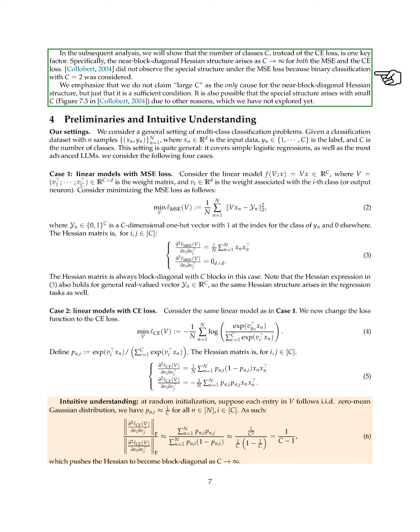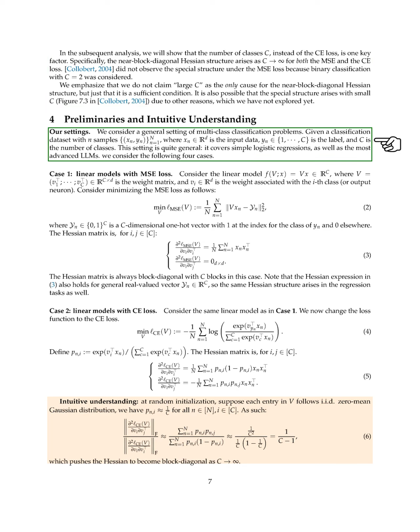Section: Our settings. In this section, we consider a broad scenario of multi-class classification problems. We have a dataset with 100 samples, where the input data is represented as features, the labels indicate the class, and there are multiple classes involved. This scenario is quite versatile, encompassing both simple logistic regression and advanced large language models. We examine 4 specific cases.